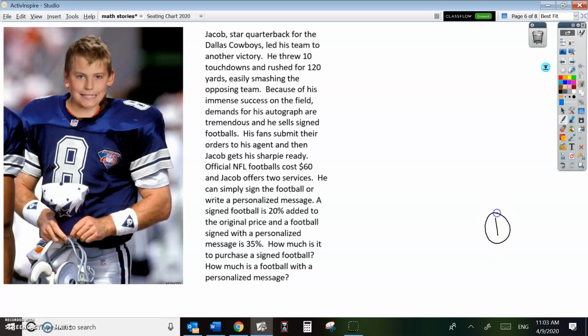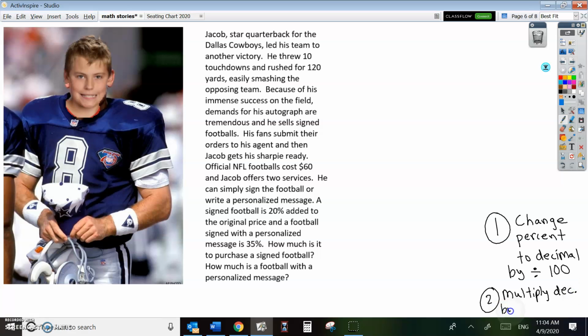First thing, step 1, when you're working with a percentage, is change percent to a decimal by dividing by 100. Step 2, multiply the decimal by the original number.